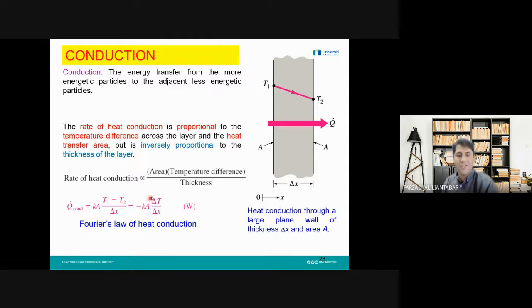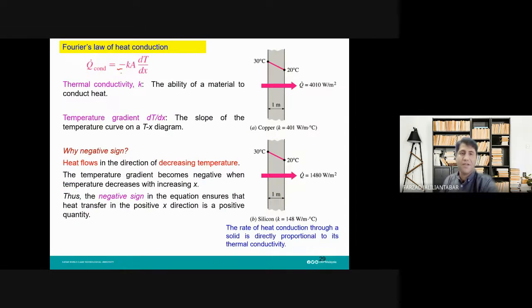But if we write delta T, it means T2 minus T1. This is delta T. So T2 minus T1 is negative because T2 is less than T1. So when we write this equation like this, instead of T1 minus T2, we write delta T. Because delta T is negative, we need to have this negative sign before it to make the total value of this positive. This is the reason why we have this negative sign.